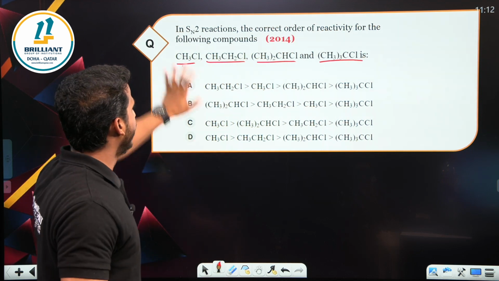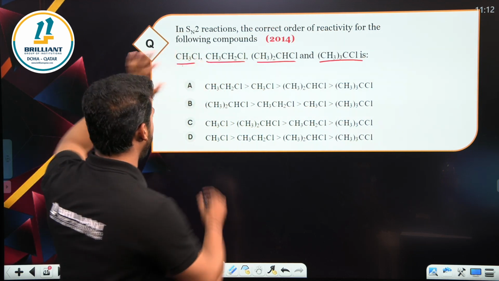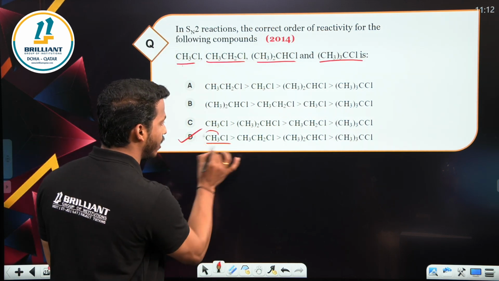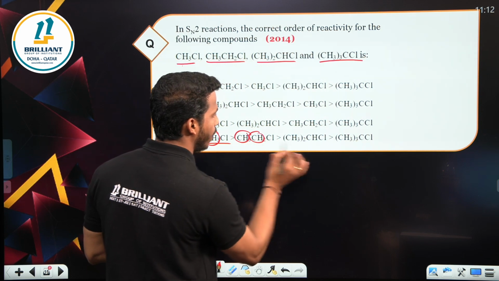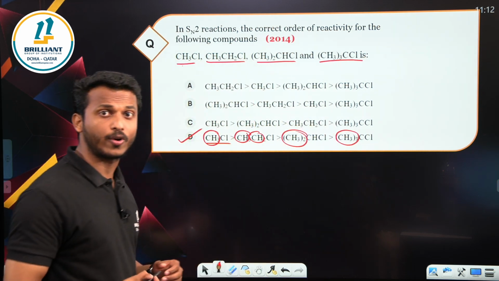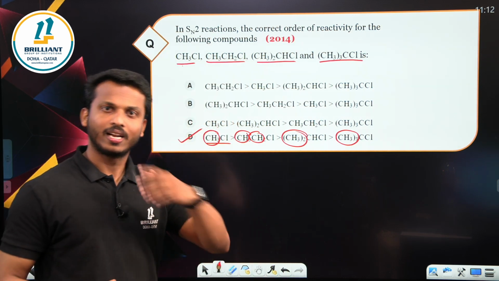The correct order, dear all: CH3Cl is more reactive than CH3CH2Cl. Yes, that's option D. CH3Cl is first because it has only one bulky group. This has two bulky groups, so here we have a primary, a secondary, and a tertiary. What is the reactivity order of the SN2 mechanism? Primary greater than secondary greater than tertiary.